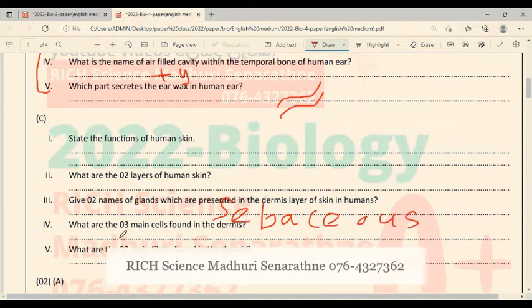What are the three main cells found in the dermis? First one, fibroblasts, macrophages and mast cells. What are the two main fibers found in the dermis? Here I ask what are the main cells, and here what are the main fibers? Collagen fibers and elastic fibers.